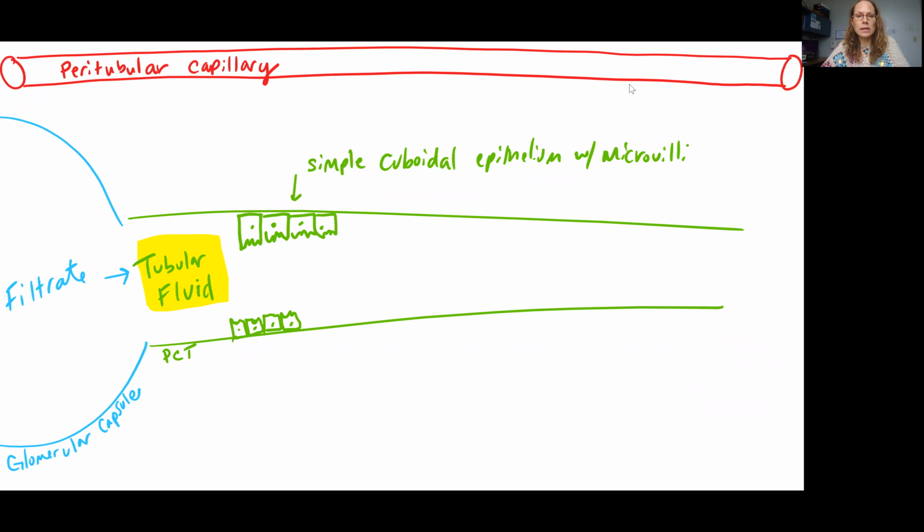Okay, so let's set this up just a little bit. We are looking at the filtrate that was produced in the glomerular capsule. Once it enters the proximal convoluted tubule, it's now in the nephron tubule, and so we're going to call it the tubular fluid. Now, most of the nephron is lined by simple cuboidal epithelial tissue, and these cells have microvilli, just like what we saw in the digestive tract. So again, this is going to be important in increasing the surface area. Notice too that you're going to have a peritubular capillary wrapping around this entire nephron.